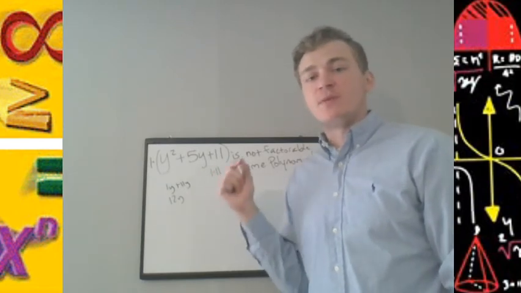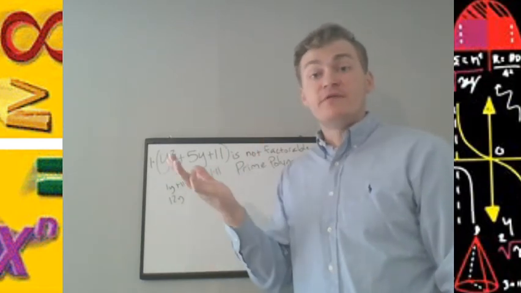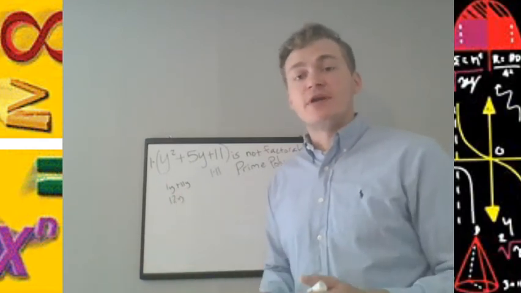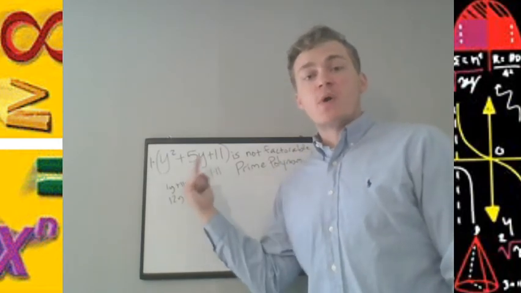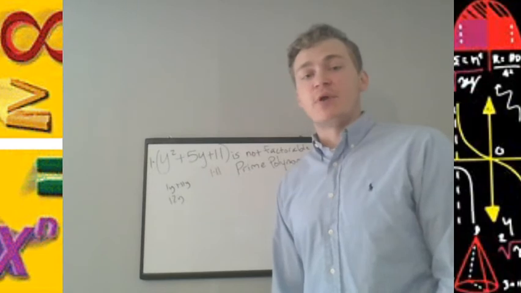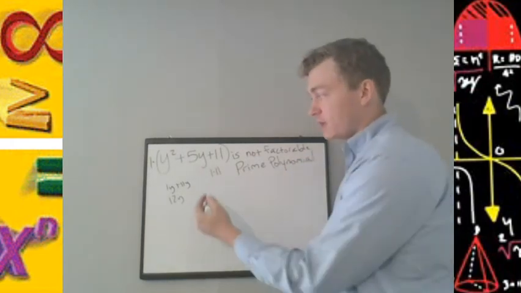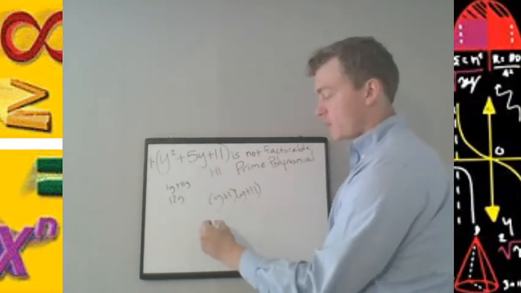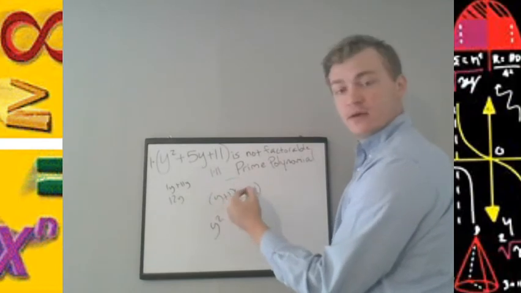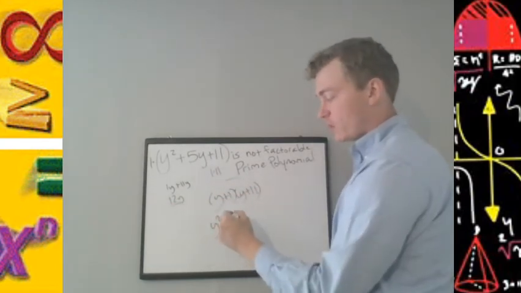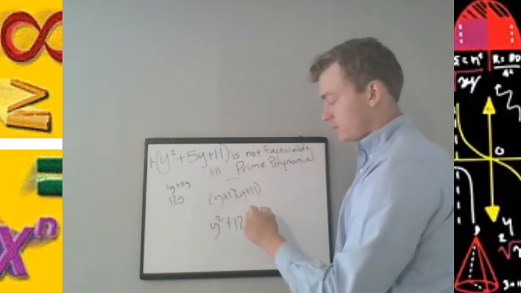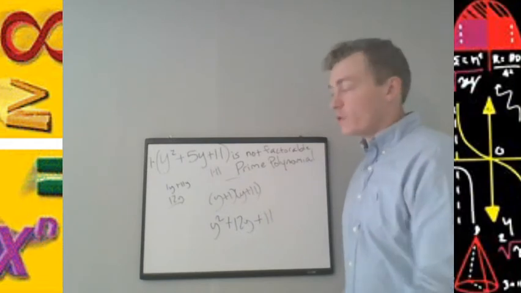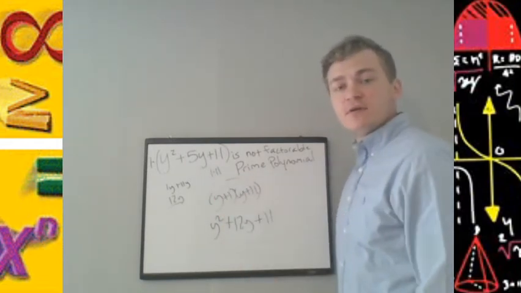11 cannot be rewritten as the product of two other numbers. 12 is 3 times 4 and 2 times 6 and 2 times 2 times 3. It is composite. It can be rewritten as the product of prime factors. Y squared plus 5y plus 11 cannot be rewritten as the product of prime factors. If you try it out, again, FOIL is y squared. The outer product is 11y. Inner product is 1y. That gives us the positive 12y. 1 times 11 is 11.